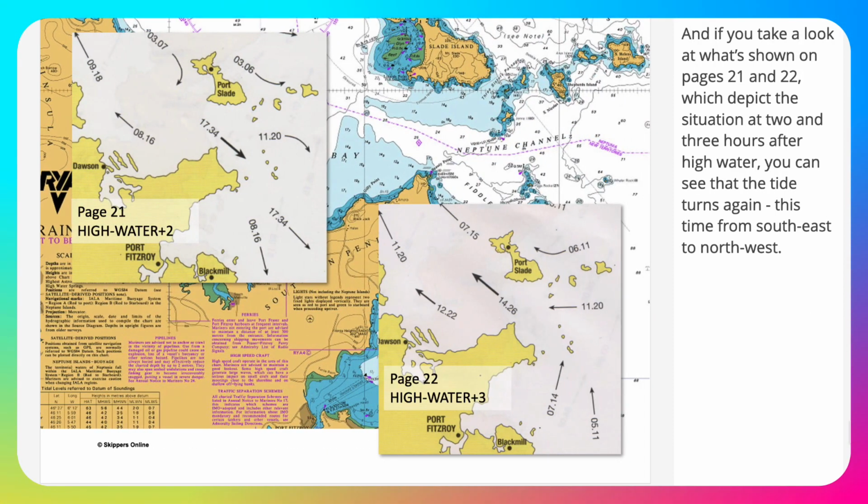And if you take a look at what's shown on pages 21 and 22, which depict the situation at 2 and 3 hours after high water, you can see that the tide turns again, this time from southeast to northwest.